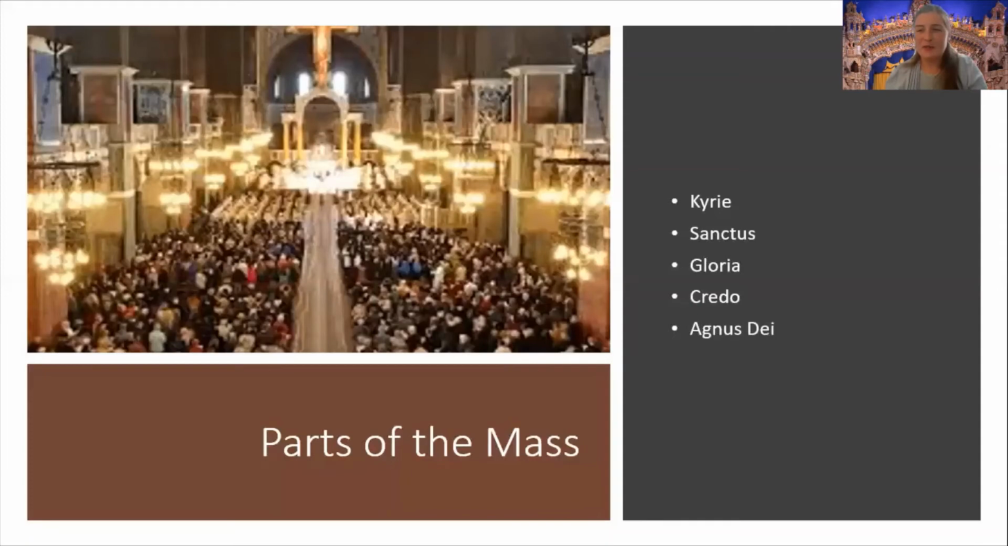Parts of the Mass. I told you that the Mass is the church service, the Christian church service, but the format was developed. We go in this order. Most Masses that were written follow this order: Kyrie, Sanctus, Gloria, Credo, and Agnus Dei. And they match up with the different offices of the church service.